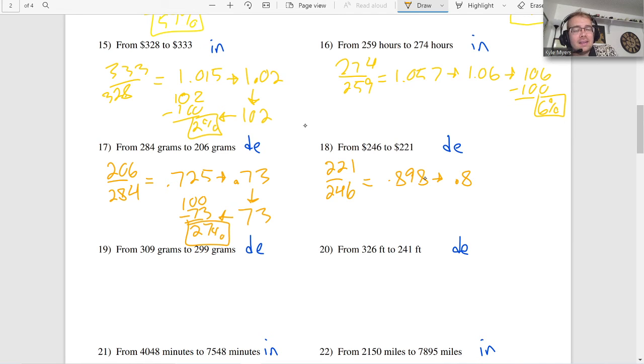0.898. The 8 would make the 9 go up, but if the 9 goes up, it would be 10, which means that this is really interesting. This would be 0.90.